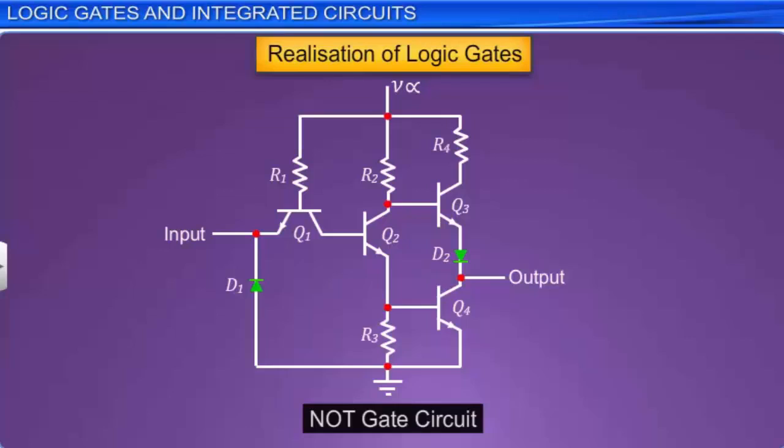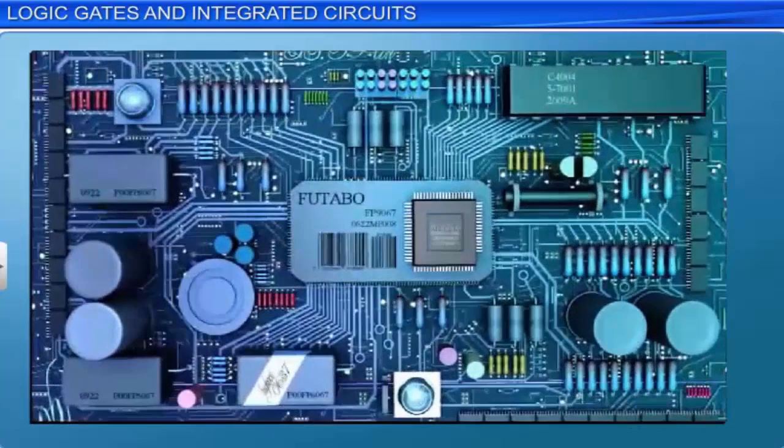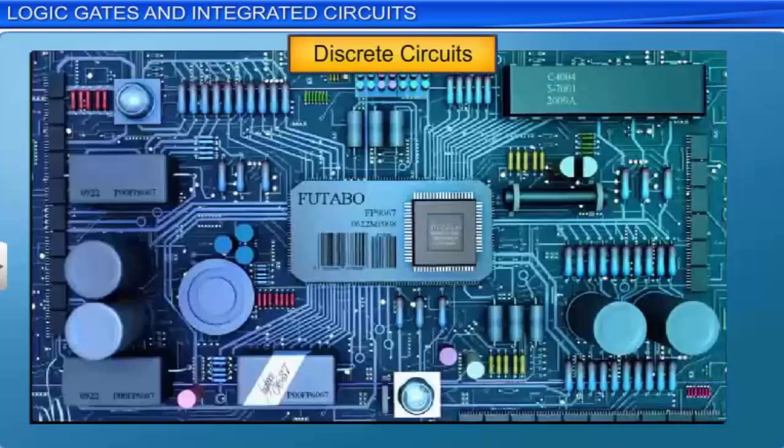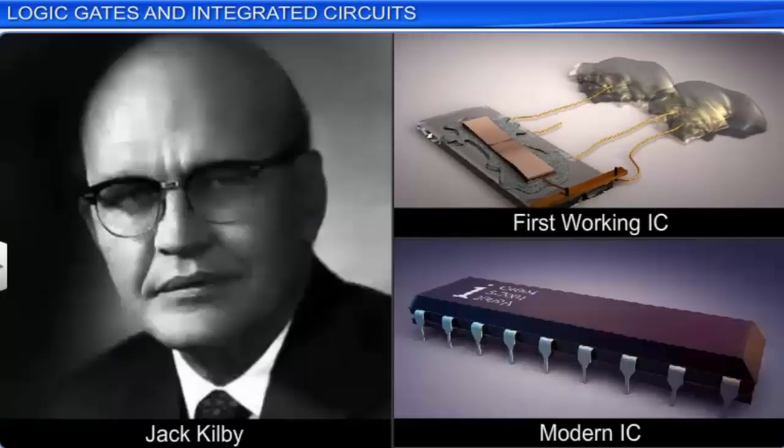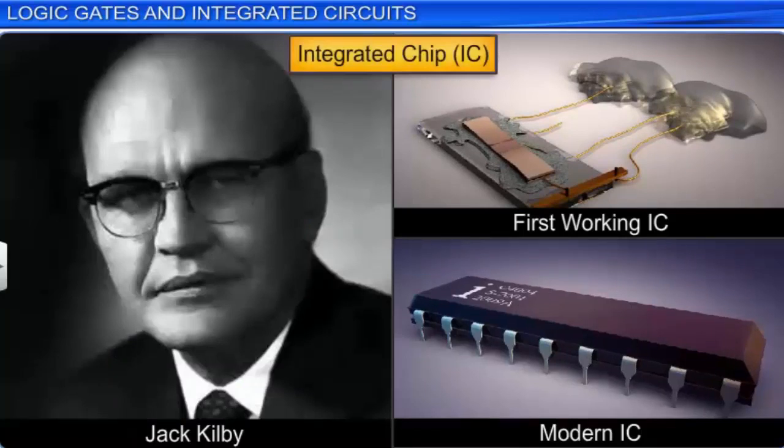Conventional circuits using a large number of electronic devices assembled together are bulky, unreliable, and prone to malfunction. Such circuits that use individual components are called discrete circuits. In 1958, Jack Kilby of Texas Instruments in USA created an integrated chip or IC that allowed circuits of a large number of electronic devices to be created on a single small chip of a semiconductor.